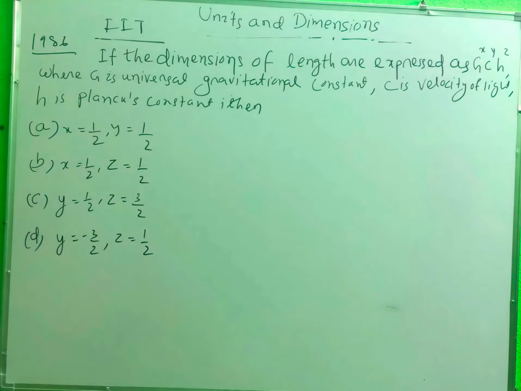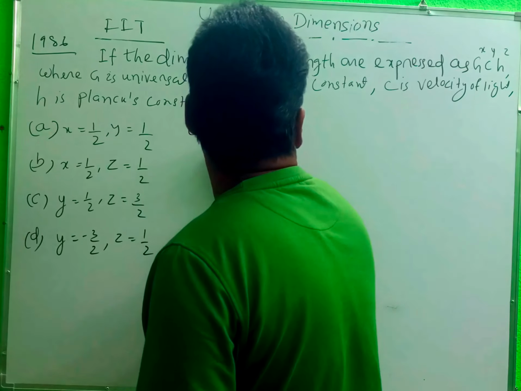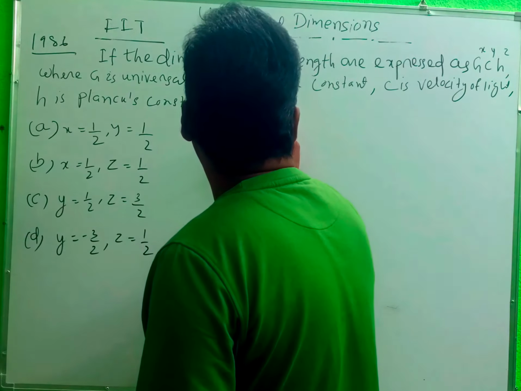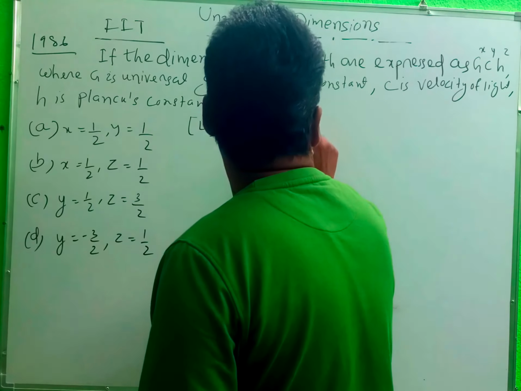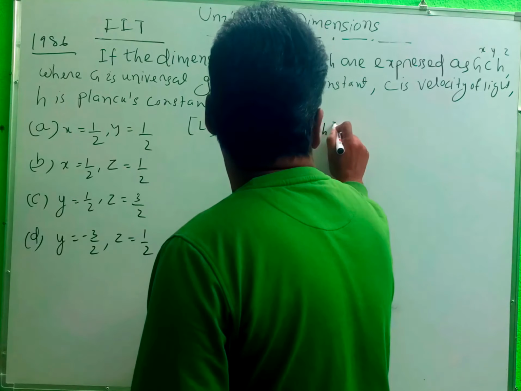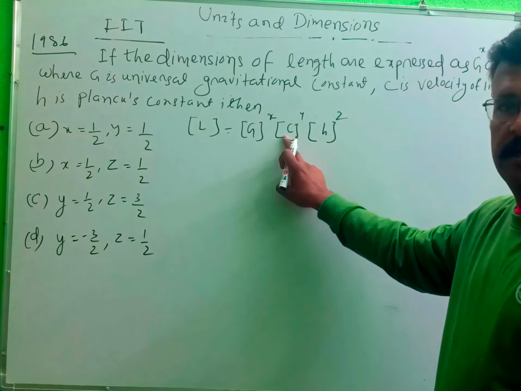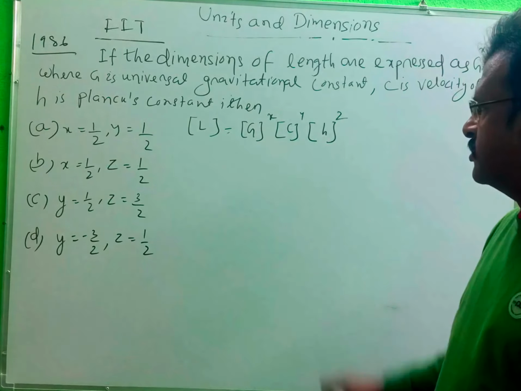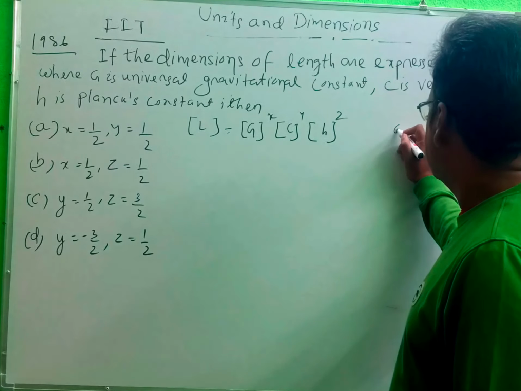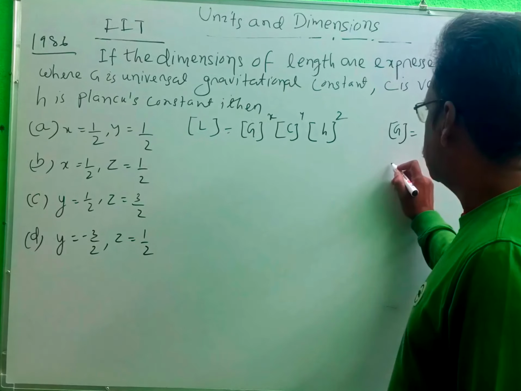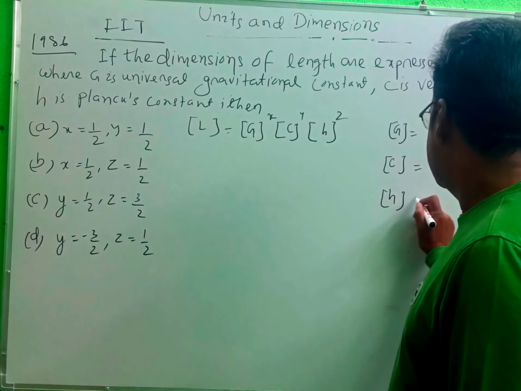Okay, students. Then we have to first write the dimensions of length: L is equal to G to the power x, c to the power y, and h to the power z, where G is the universal gravitational constant, c is the velocity of light, and h is Planck's constant. First, let us find out the dimensions of each of them: that of the gravitational constant, that of the velocity of light, and that of Planck's constant. Okay, students?